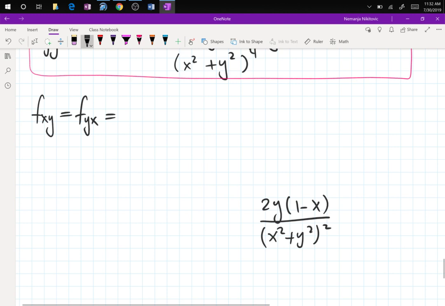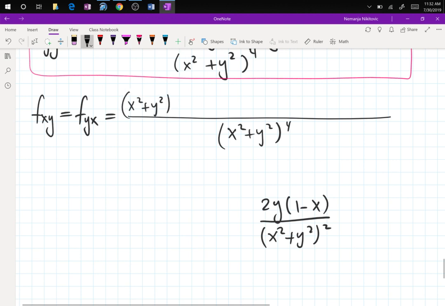As I'm taking the derivative with respect to x, it's a quotient rule. x squared plus y squared, everything to the fourth power. Times x squared plus y squared, everything squared, times the derivative of the top with respect to x. When you expand this, you get 2y minus 2xy. So with respect to x, the derivative is just negative 2y.